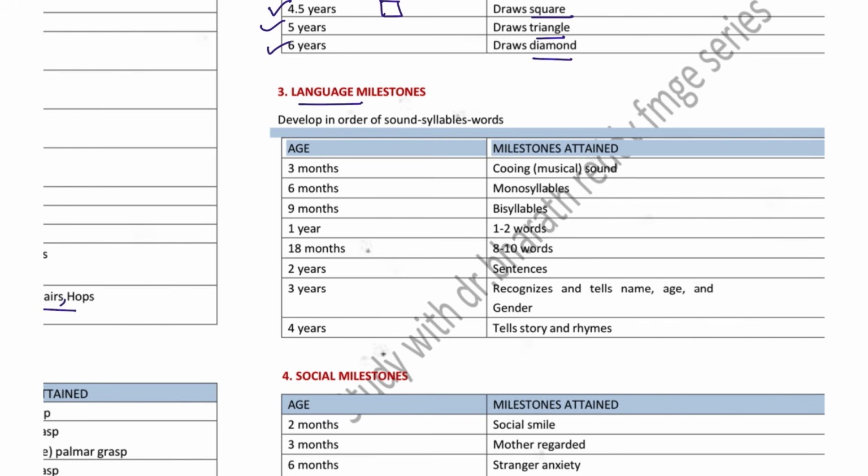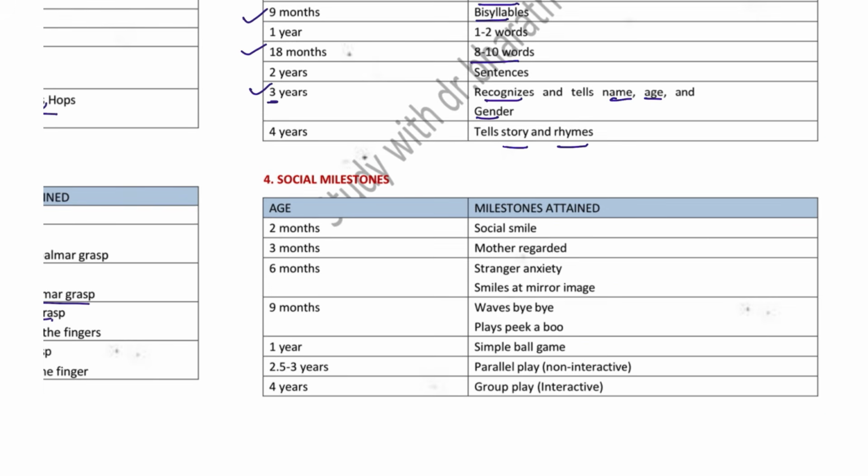Okay, language milestones. At 3 months, cooing, and at 6 months monosyllables, at 9 months bisyllables, at 18 months 8 to 10 words, and at 3 years the patient recognizes name, age, gender, 3 words, and at 4 years the patient can tell a story, and rhyming is also done.